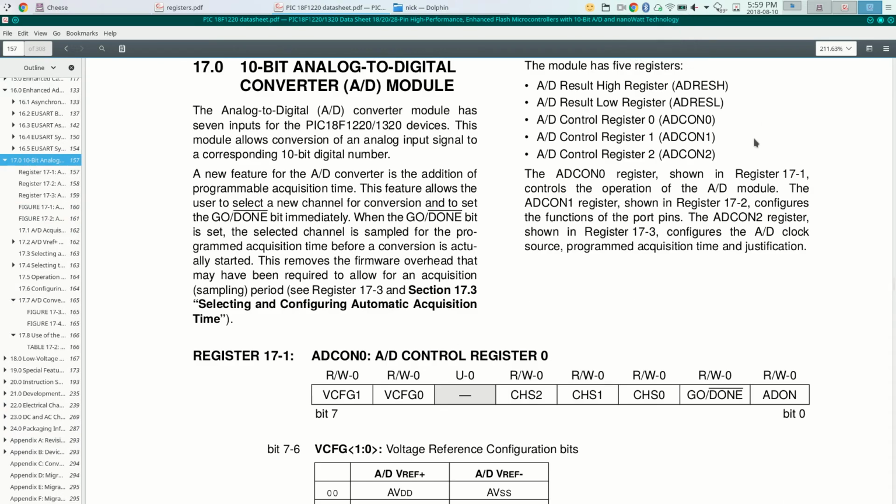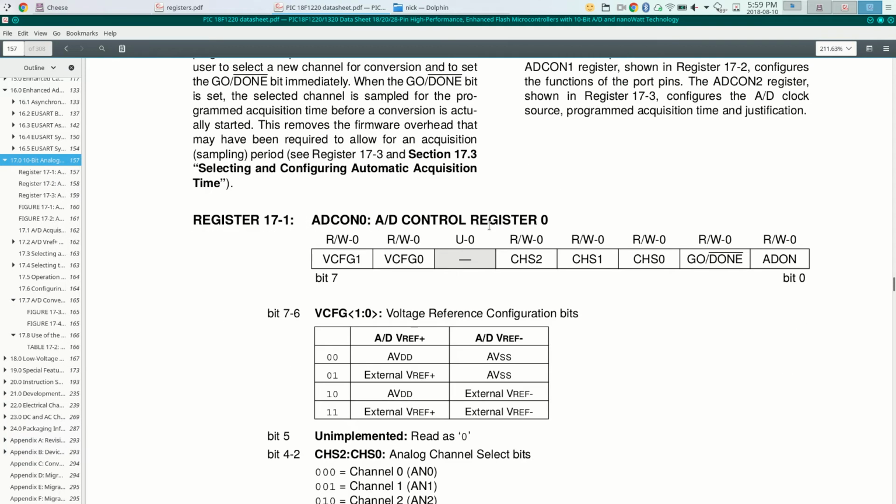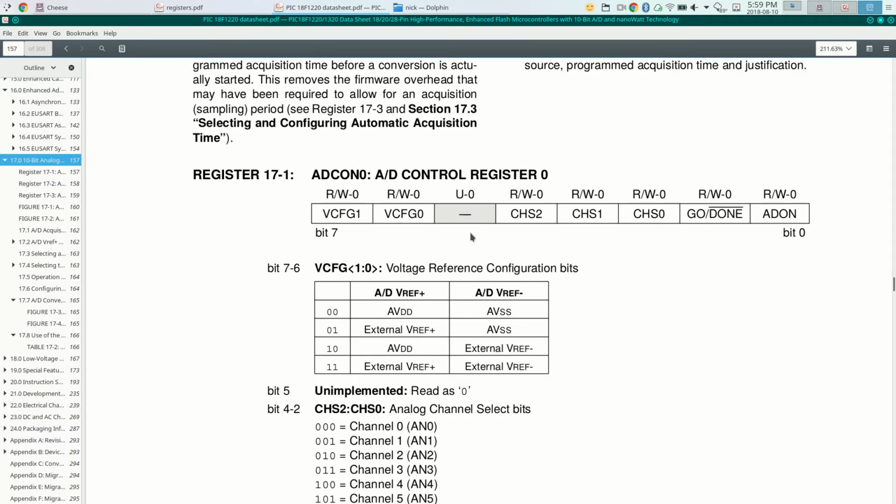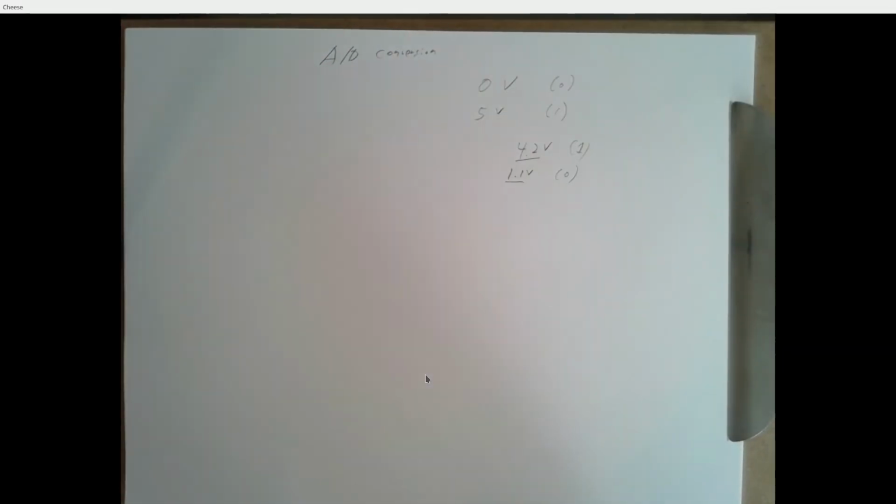All right, so how do we interact with this? Well, we use more file registers, and there's 3 file registers mainly that we're going to use to interact with the A to D subsystem. So ADCON 0 is a configuration register, 8 bits like all file registers. The 2 most significant bits, VCONFIG 1 and 0, that basically chooses what voltage range we're going to use in our conversion. So here's the basic setup.